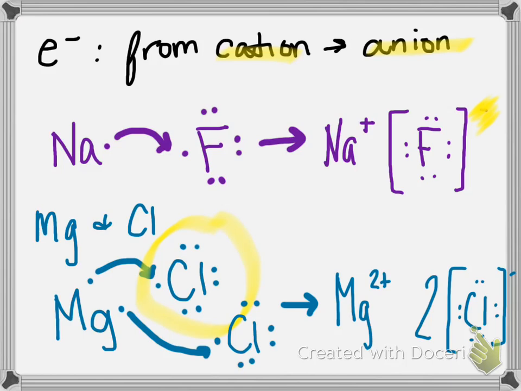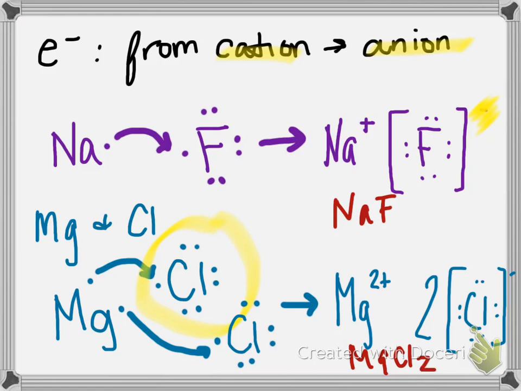Now we can see from here that, like yesterday, we can figure out what these compounds are. So this one on the top here with sodium and fluorine, this has 1 sodium, 1 fluorine, so it's NaF, which you should know now is named sodium fluoride. This one here is MgCl2 because there are 2 chlorines.